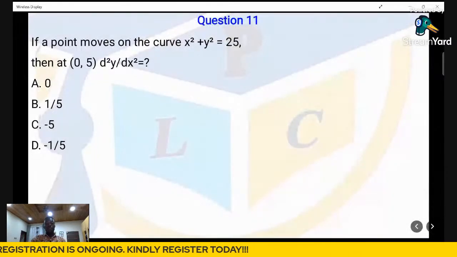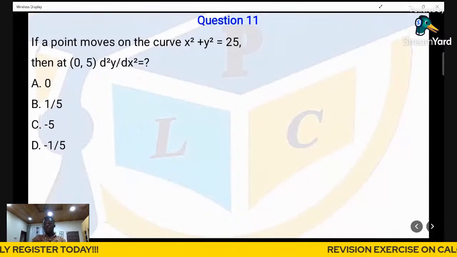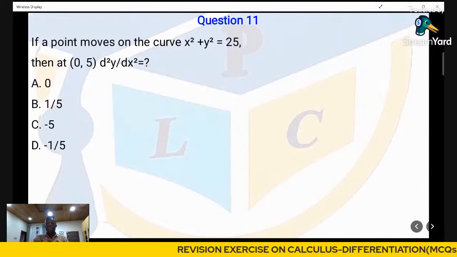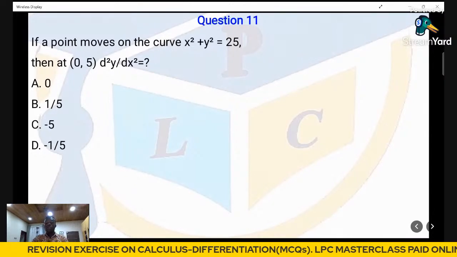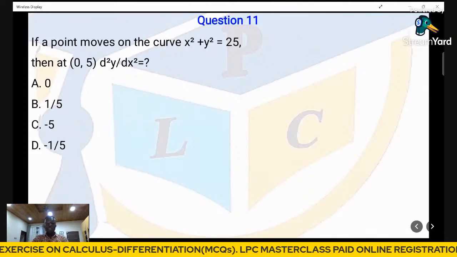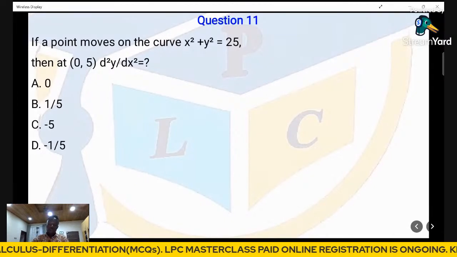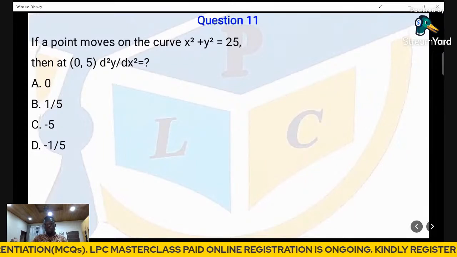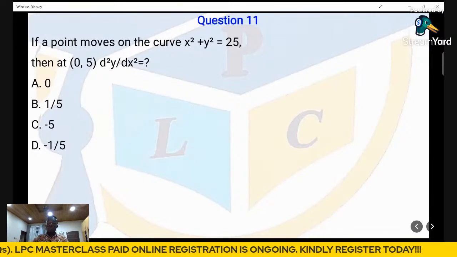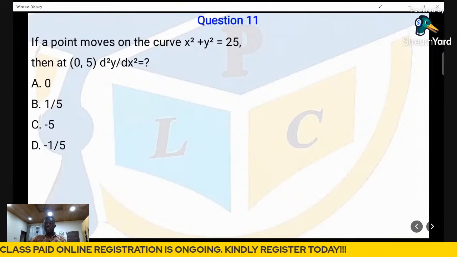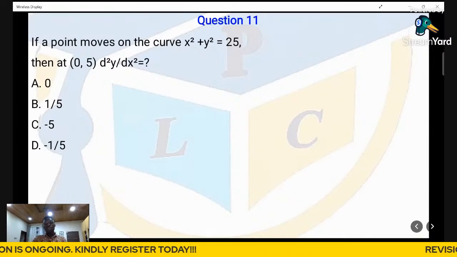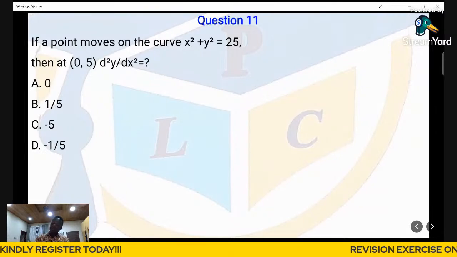Question number 11. If a point moves on the curve x squared plus y squared equals 25, then at the point (0, 5), we are asked to find d squared y over dx squared. So d squared y over dx squared should be equal to what? That's a question mark for us. Before we can find this, we must differentiate this function, x squared plus y squared equals 25. So let's do that here.